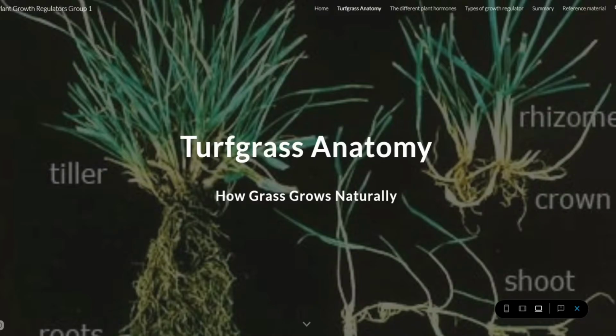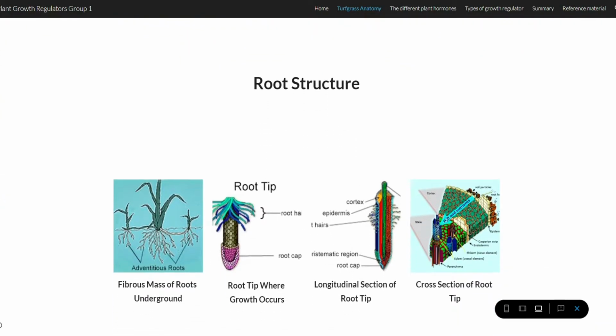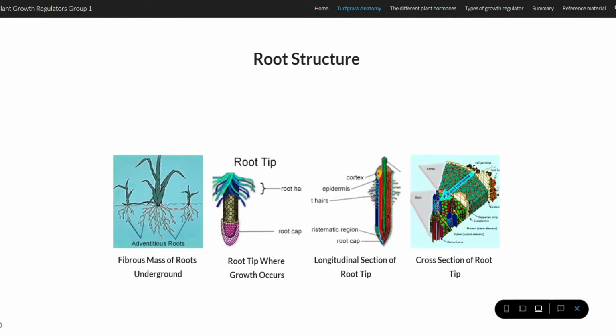We will spend some time on different sections of the grass plant to give you a general understanding of how it grows. We will then look at photosynthesis and touch on what hormones naturally occur in the grass. Grass plants consist of roots and shoots. Starting with the roots, this is the fibrous mass which grows underground and absorbs water and nutrients from the soil.